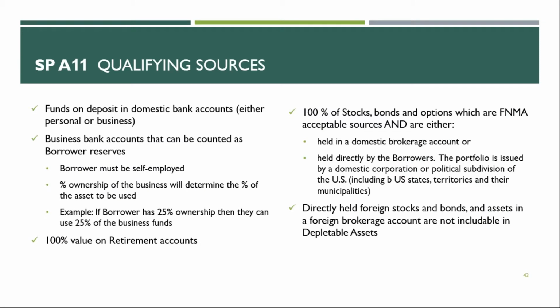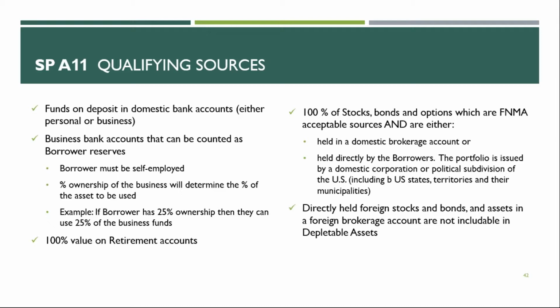Qualifying sources of income for the A11: funds must be on deposit in domestic financial institutions. Funds from business accounts may be used as reserves under the following circumstances. The borrower must be self-employed. The borrower's ownership interest percentage will dictate the percentage of qualified deposits to be used in the calculation. We will use 100% of the vested balance in retirement accounts.